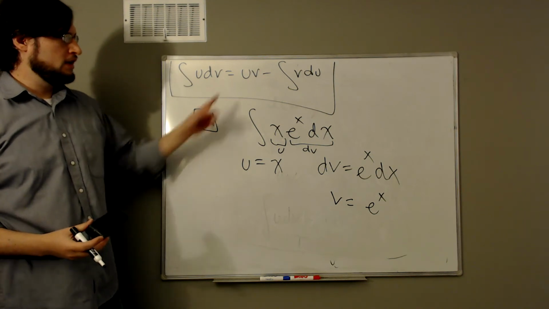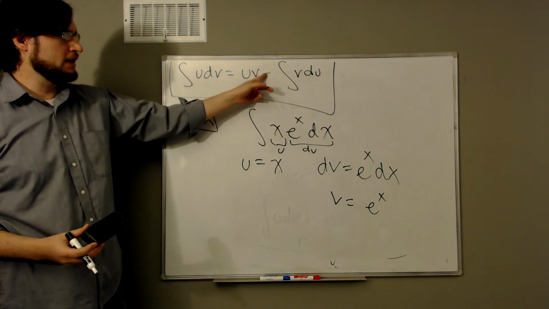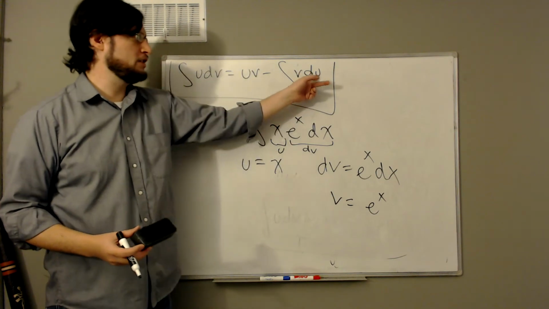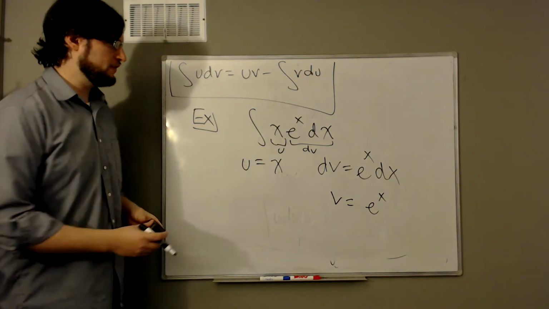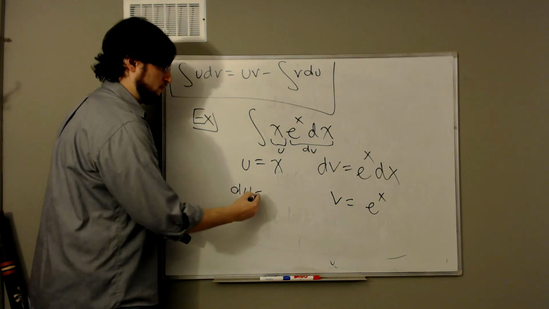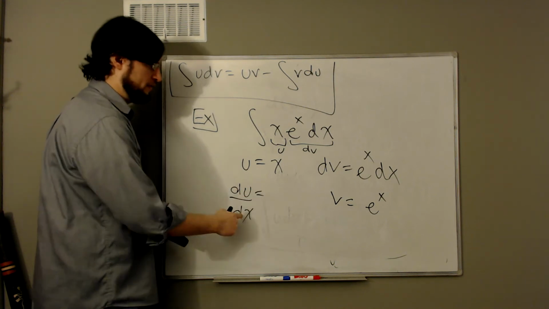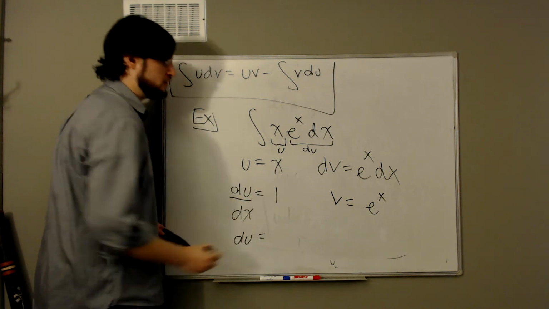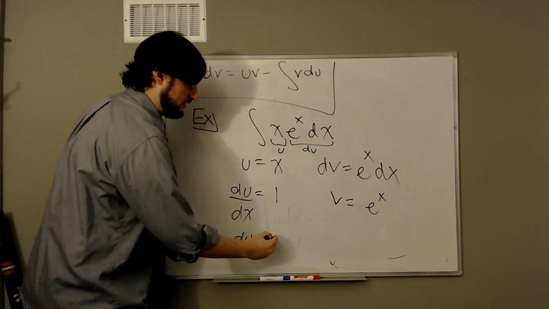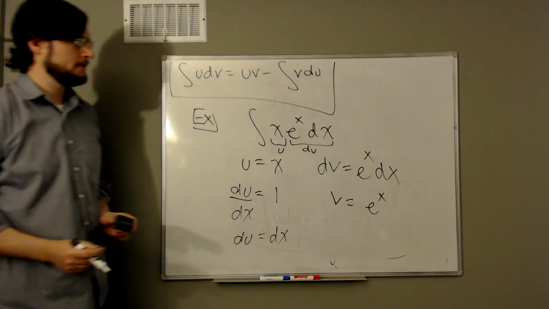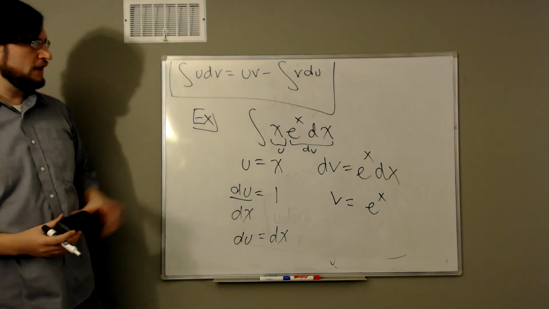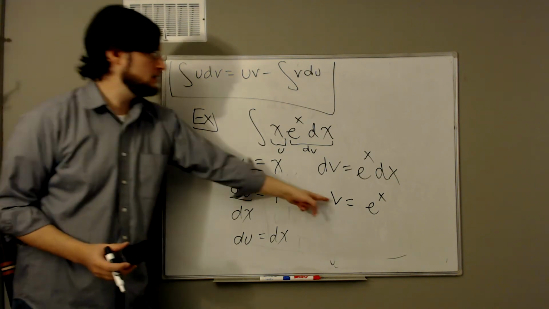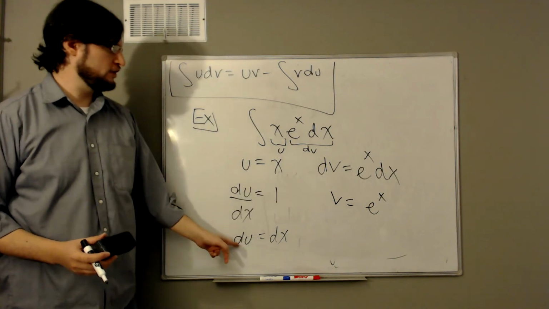What else do we need? Well, now I've got u and v minus the integral of v du. Now I still have v. I calculated v a second ago, but I need du. But du is just the derivative of u. So du/dx, the derivative of u with respect to x, is the derivative of x, which is 1. So just like we did with our u substitution, we're going to rewrite this as du is equal to dx. And now I've got everything on the right-hand side of this equation. I've got u, I've got v, and I've got du.